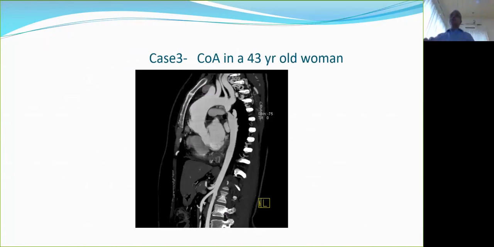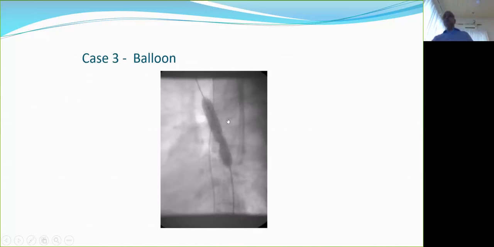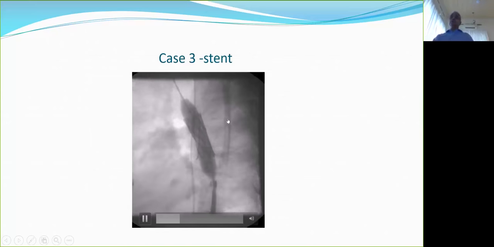Sorry, you should see the CT angio. See that this 43-year-old lady has a very tortuous tight coarc distal to the subclavian, and this is the angiogram. The angiogram shows a very tight tortuous coarc. We are using a balloon just to test the compliance of it. We are not thinking the balloon will yield the coarctation, and then the covered stent is being deployed.